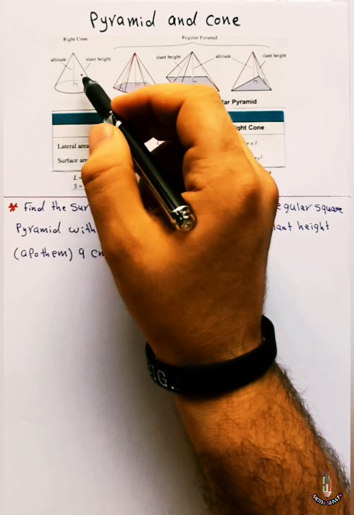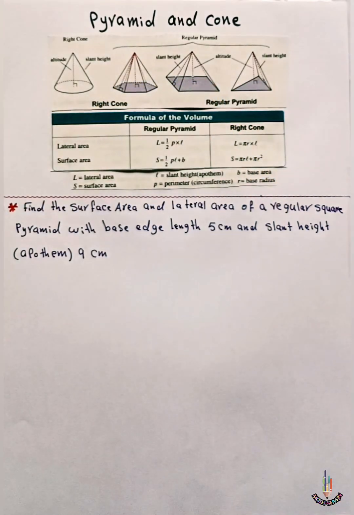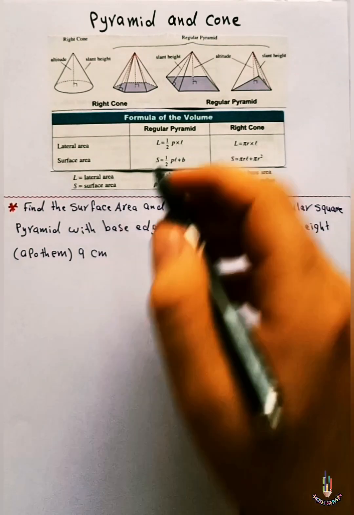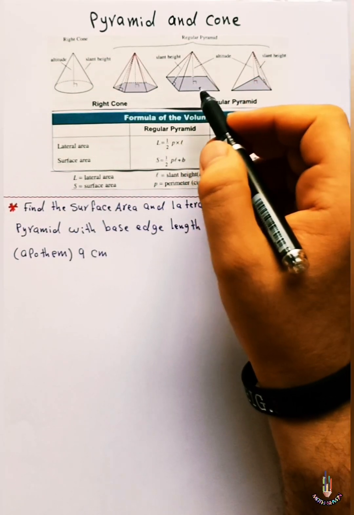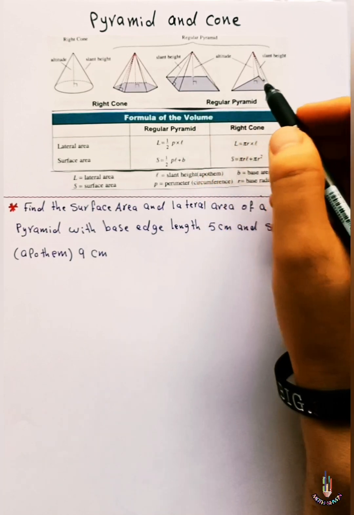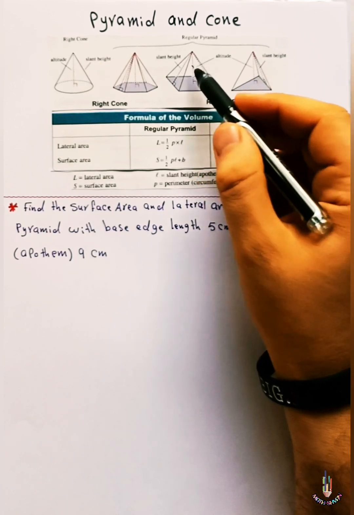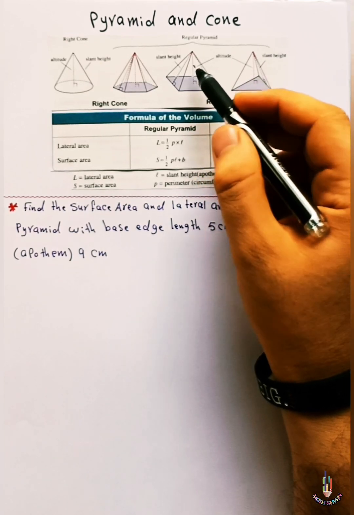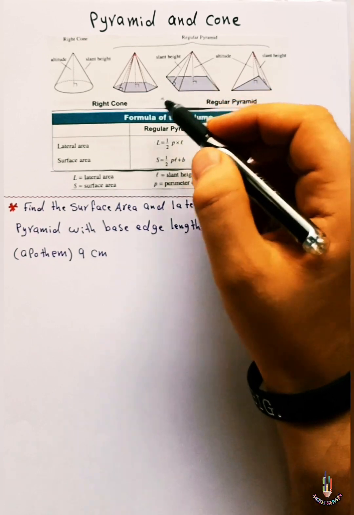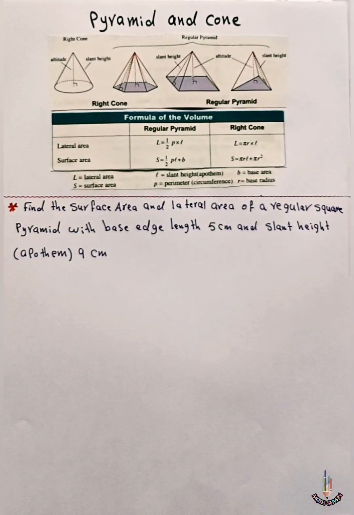Slant height is for the triangle, for the height of the triangle. And then this is a regular pyramid. In a regular pyramid you have altitude. Altitude is the height of the pyramid, and then you have a slant height. This slant height is for the height of the triangle.